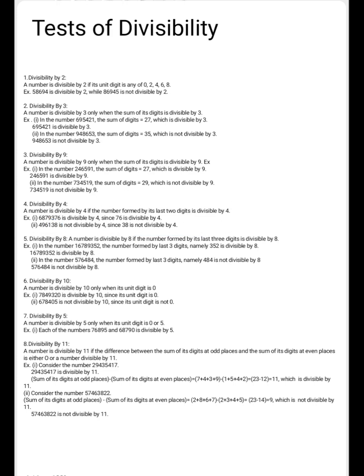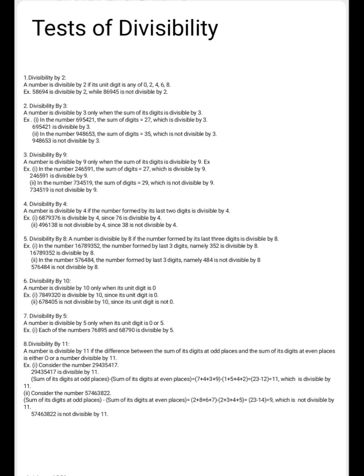The next one is the divisibility rule of 8. To check whether the given number is divisible by 8, we need to consider the last 3 digits of the entire number. Let us take an example of 1678935. In the divisibility by 4 case we took the last 2 digits, but in this case we need to take the last 3 digits, 935, to check whether the number is divisible by 8 or not. If the last 3 digits are divisible by 8, then the entire number is divisible by 8.